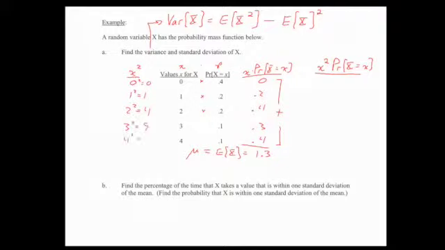4 squared is 16. And now I'm going to take these numbers. I take the 0 times the 0.4, and I get 0. Take the 1 times the 0.2, and I get 0.2. Take the 4 times 0.2, and we get 0.8. The 9 times 0.1, we get 0.9. 16 times 0.1, we get 1.6. And when we add all of that together, we get 3.5. That quantity is the expected value of the square of x.